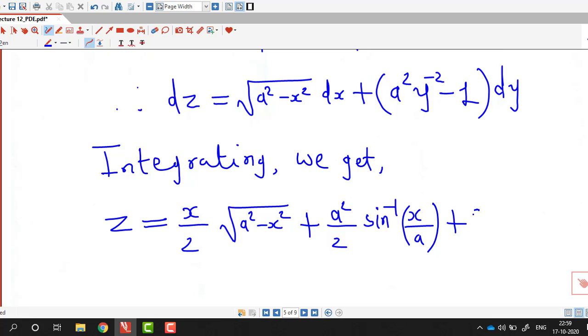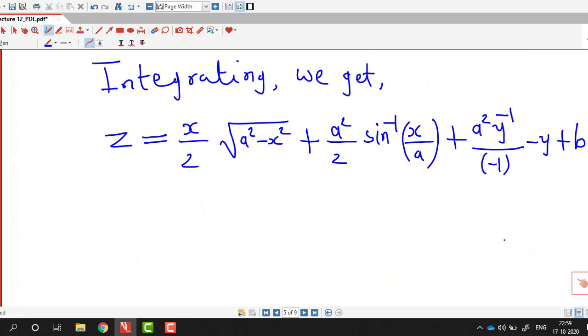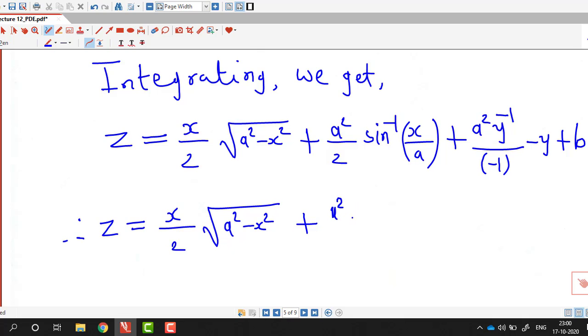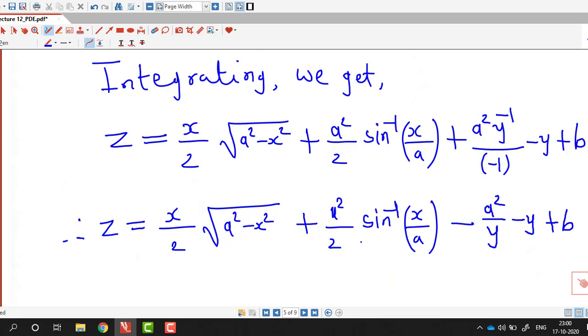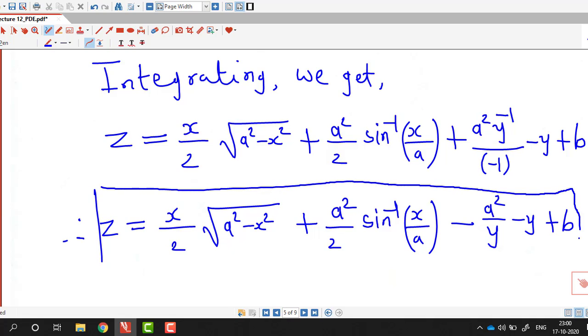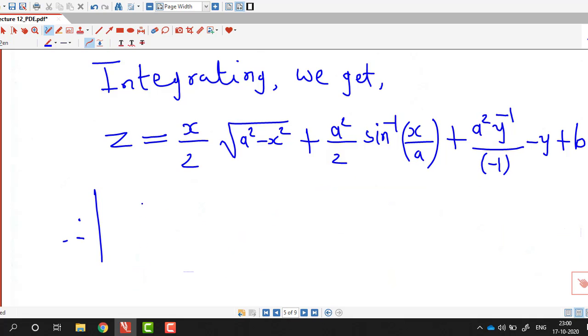Integral of y raised to minus 2 will be y raised to minus 2 plus 1 divided by minus 2 plus 1, minus integral of 1 with respect to y is y, and plus an arbitrary constant. So this we can rewrite as, therefore, x by 2 under root a square minus x square plus a square by 2 sin inverse x by a, and this we can rewrite as a square by y minus y plus b. So this is the complete integral of the given non-linear partial differential equation, where this small a and small b are arbitrary constants.